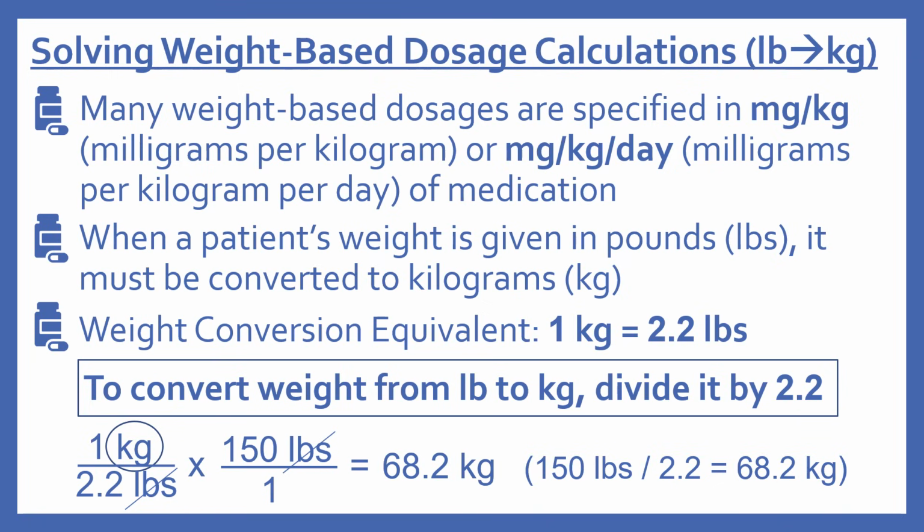So I have an example of that here. If we have a 150 pound patient, there's 1 kilogram per 2.2 pounds times 150 pounds over 1. So you have pounds on the top, pounds on the bottom, those cancel, you're left with kilograms. Then you just do the math. 1 times 150 is 150, then divided by 2.2 times 1. It gives us 68.2. Or as I said, if you just take 150 divided by 2.2, 68.2 kilograms.